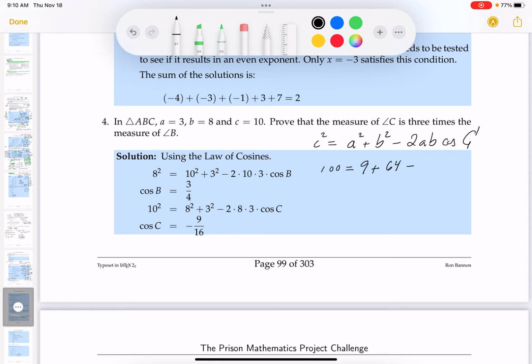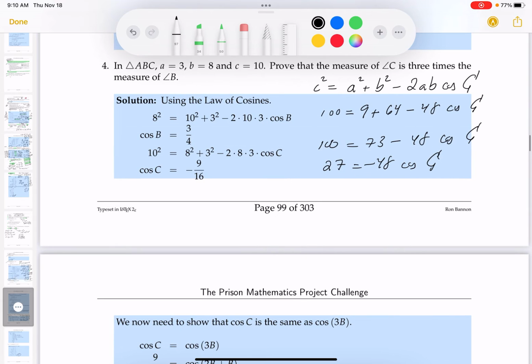Minus, let's see, 2AB. That's going to be 2 times 3 is 6. Well, 48. Cosine C. And this is going to be 100. 9 and 64 is 73. Minus 48. Cosine C. Well, I got to do some work here, don't I? That's going to be 27. Yep, minus 48. Cosine C. And I'm getting this now. And what do you get over here? You get minus 27 over 48 is cosine of C.